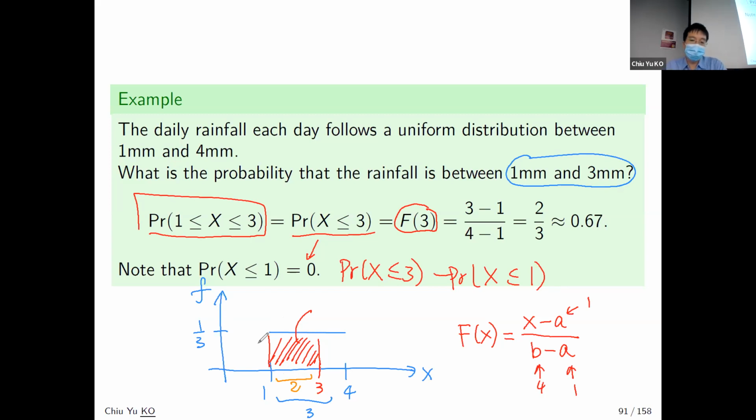It also works for uniform, because you know exactly what the graph looks like. You can just calculate the rectangle. But if f is irregular, calculating the area will be very painful. You need integration, but we don't need that. I don't need to do that.